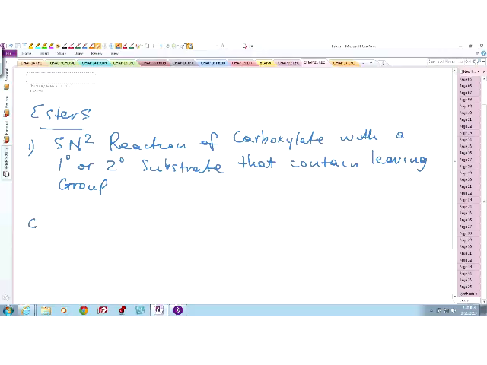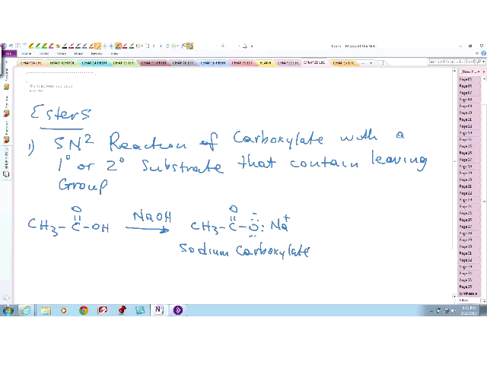For example, say I want to make an ester using acetic acid. The first thing I'll do is take sodium hydroxide or potassium hydroxide. That would be an acid-base reaction. And then I'll get this. So this is what we refer to as carboxylate. This is sodium carboxylate. In this particular instance, this would be sodium acetate.